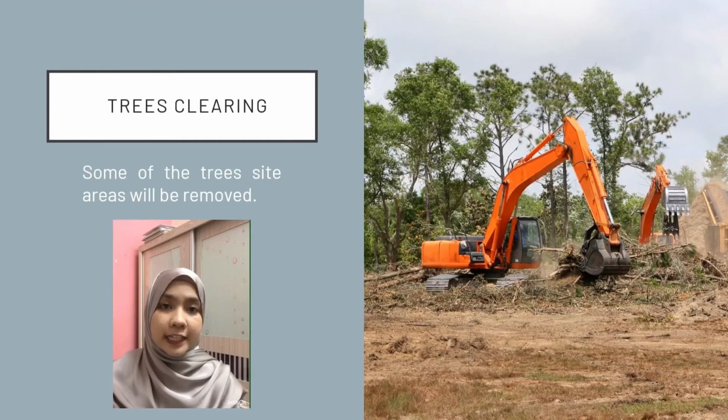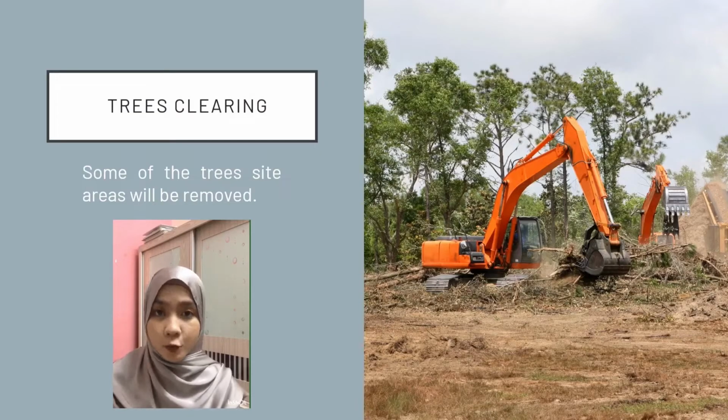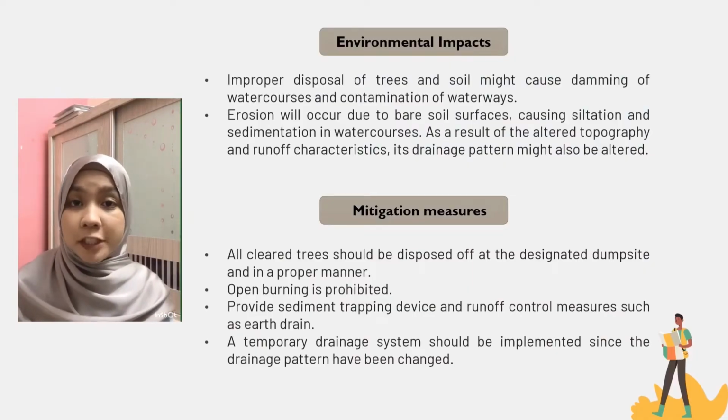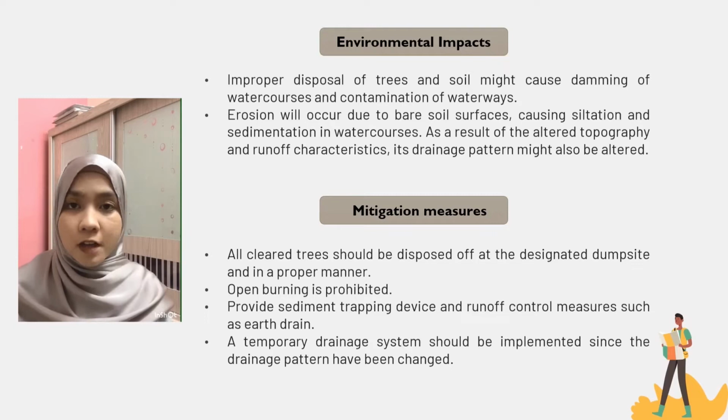The first activity that is shown is trees clearing. New road and highway development cause some of the trees at the side areas to be removed. The act of cutting trees to build new roads will give impact to the environment. Firstly, it can lead to environmental impact when there is improper disposal of trees and soil. It might cause damming of watercourses and contamination of waterway.